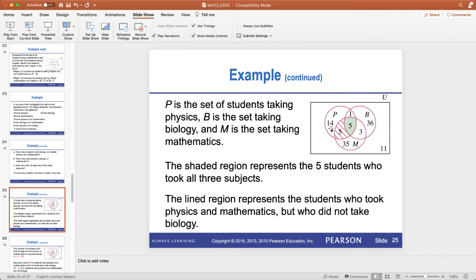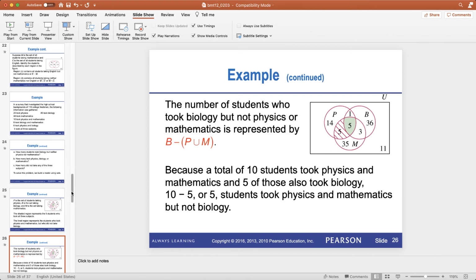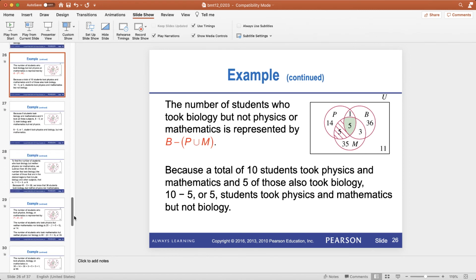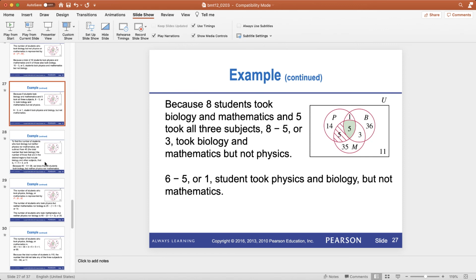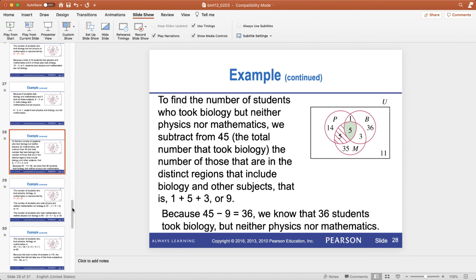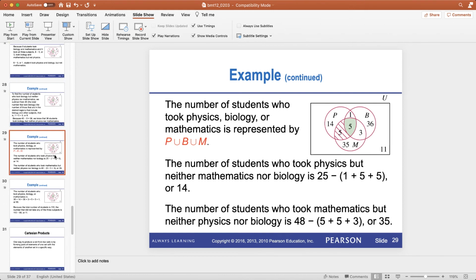So 14 is taking physics only, and so you can kind of fill in the numbers, and you'll see. You can figure out the rest from just addition and subtraction. Okay, so you have several examples. They just walk you through these examples. You can pause it if you need to look at it a little bit more.